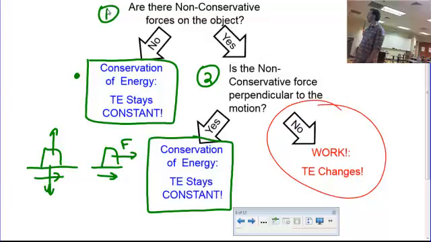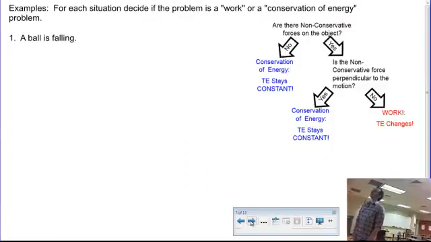So, I think probably where we want to go from here is let's do some examples, and make sure that you're able to distinguish between them. I'm going to give you some different examples here, and for each example, what I want you to do is decide if it's a work problem or a conservation of energy problem.